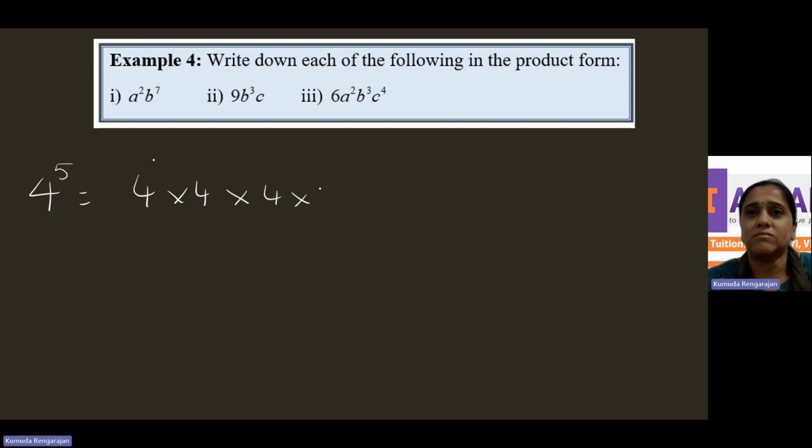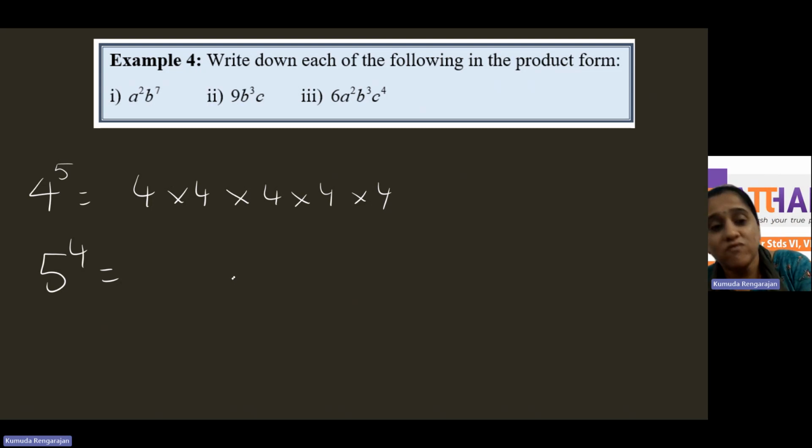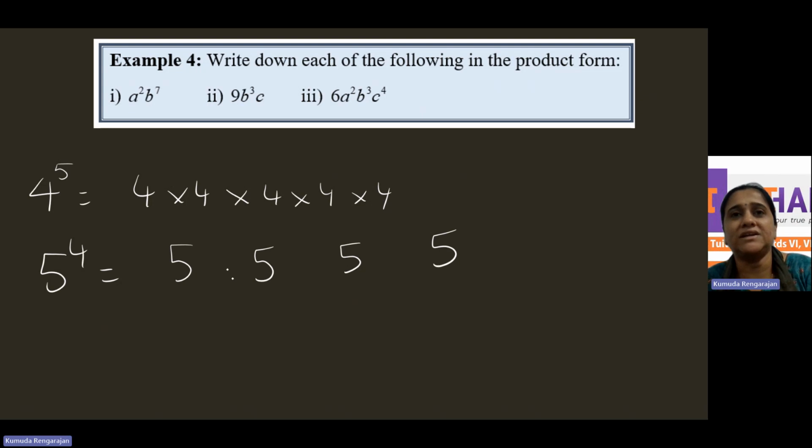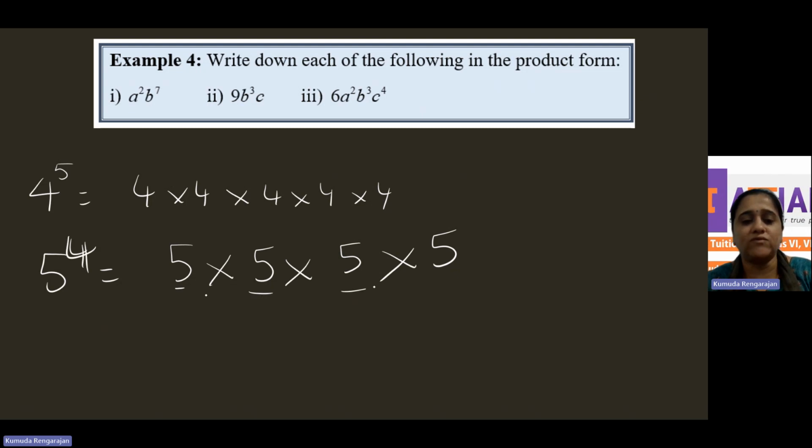How many times? What is this one? How many times? 4 times. What should be written 4 times? 5 should be written 4 times. And what's the connecting sign? Multiplication. 1, 2, 3, 4 times. That's all. 4 will not come here. 4 times. What should come 4 times? 5. The base should come.